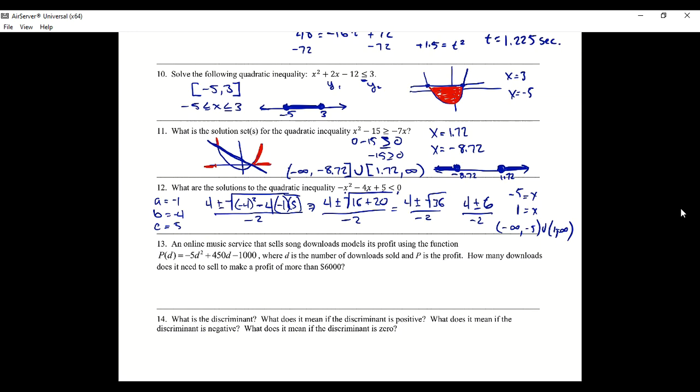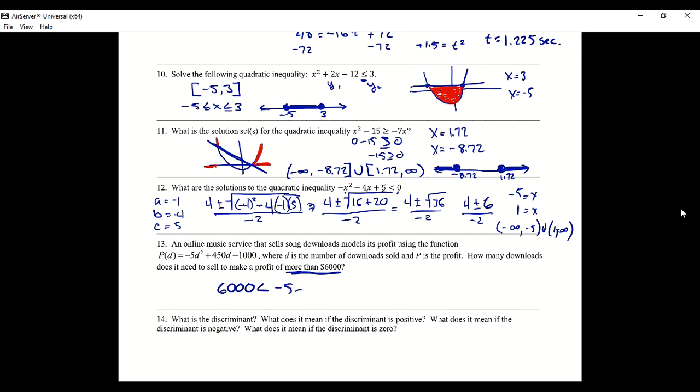All right, number 13. An online music service sells downloads. The profit function is our P. Profit in terms of downloads is equal to negative 5d squared plus 450d minus 1,000. How many downloads do they need to sell to make a profit of more than 6,000? This should look very familiar, as it was on the work yesterday. So since we need more than 6,000, we're going to have 6,000 less than, not less than or equal to, just less than, since more than 6,000 means 6,000 itself is not a viable solution.